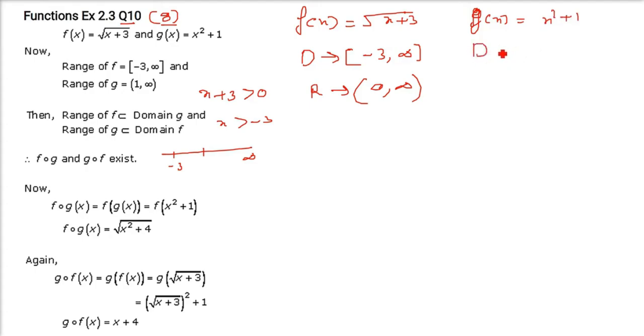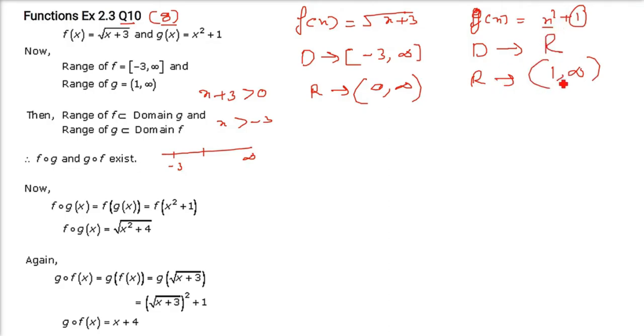Domain has no problem, put any value. X can have any value. So the domain will be all the real numbers, that is negative infinity to positive infinity. And what will be the range? Whenever you put a value, it will always be positive. It will always start with 1. The minimum value will be 1, and then it goes to infinity, because x square will be positive. So 1 to infinity you will get.